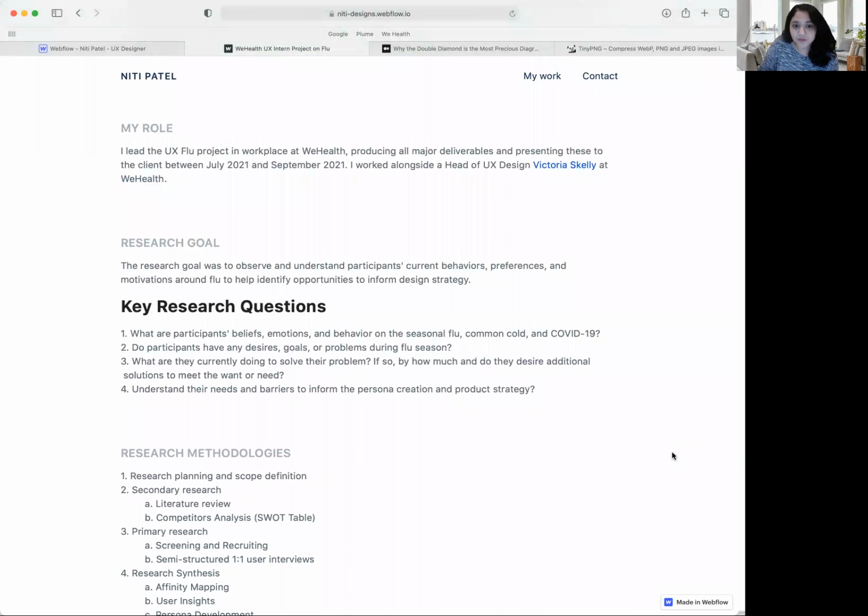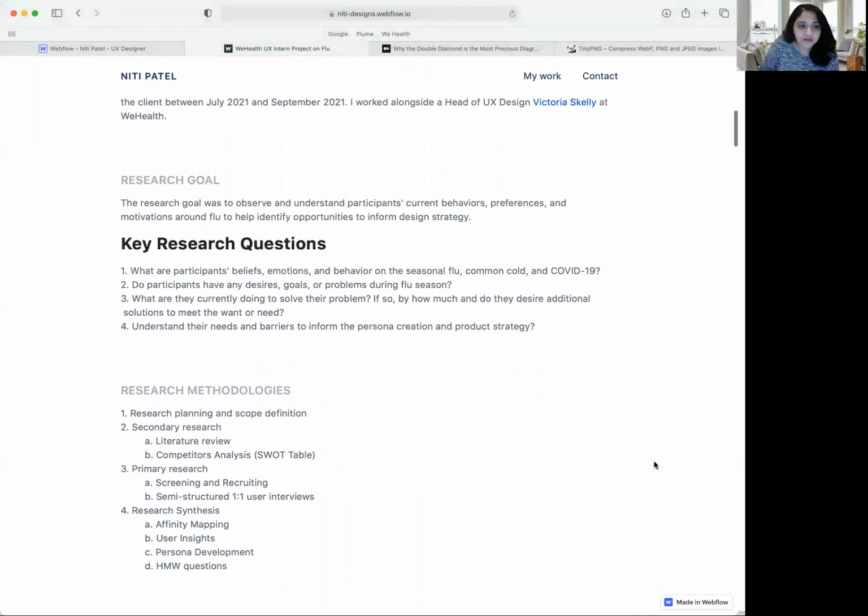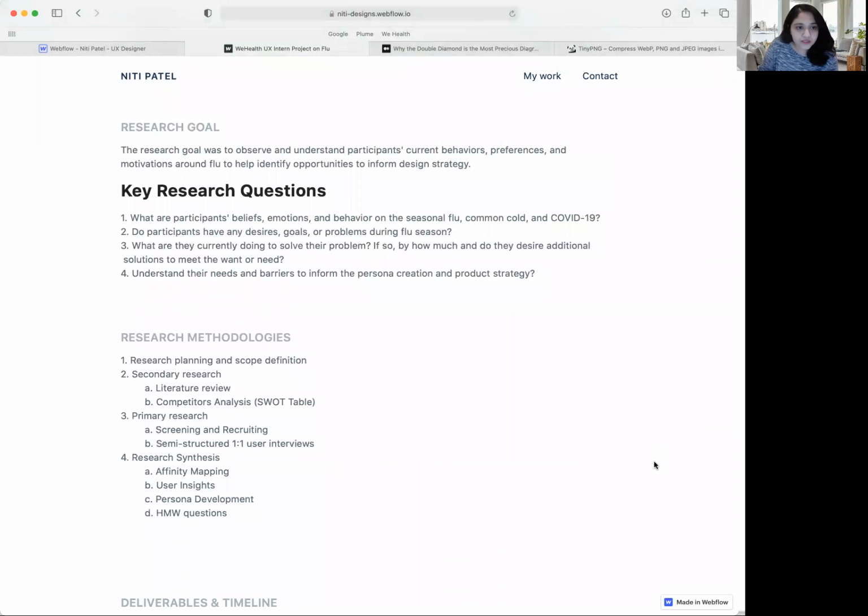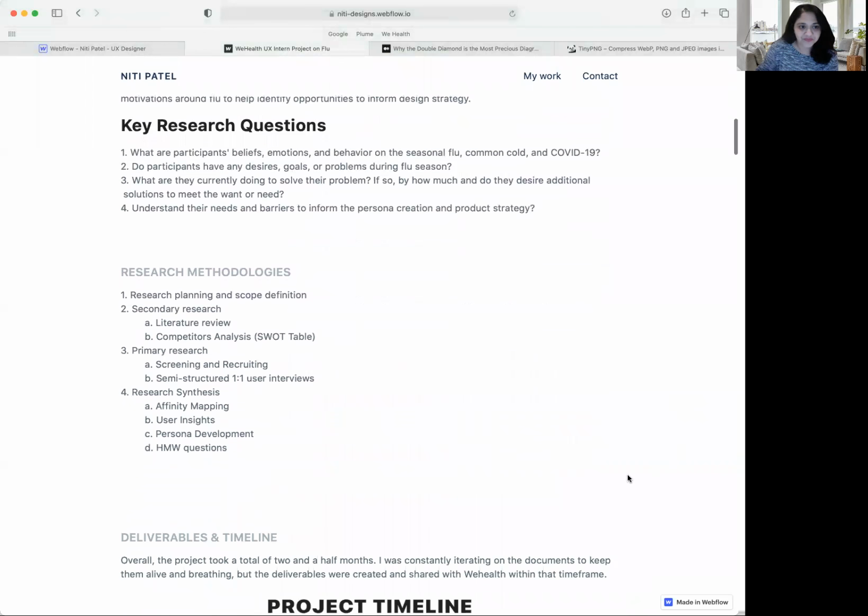I led the project alongside Victoria, who is the head of design at WeHealth. The research goal was to observe and understand the participants' behaviors and attitudes around flu, to identify opportunities and to better inform the product strategy later in the ideation phase.